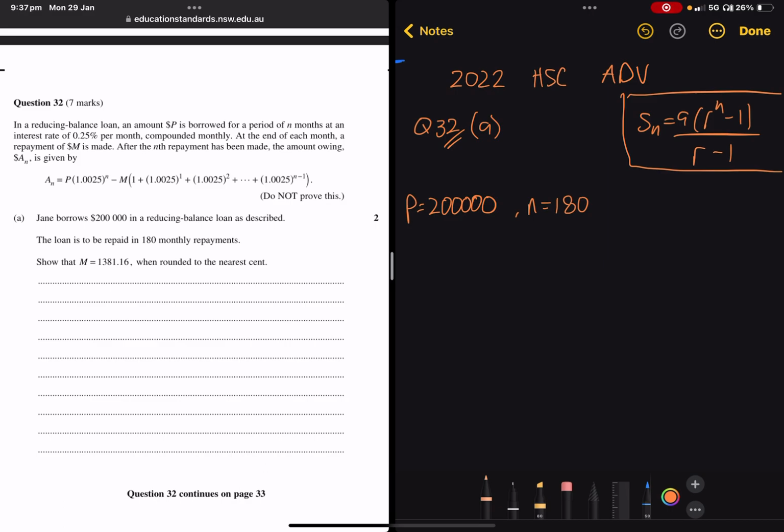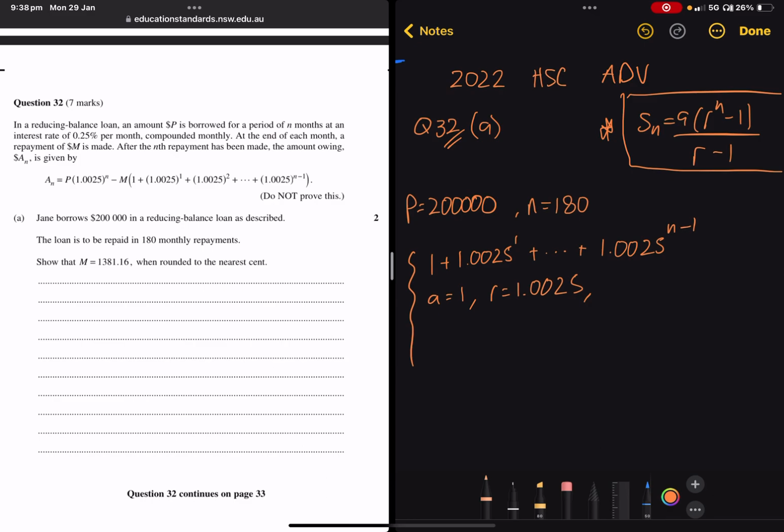Now, this has a long sum in it, and we first need to condense that sum. So we have a geometric series here, in fact. 1 plus 1.0025 to the 1, all the way up to 1.0025 to the n minus 1. This needs to be written in the sum of a geometric series form. So the first term in this series is 1. The multiplication factor between terms is 1.0025.